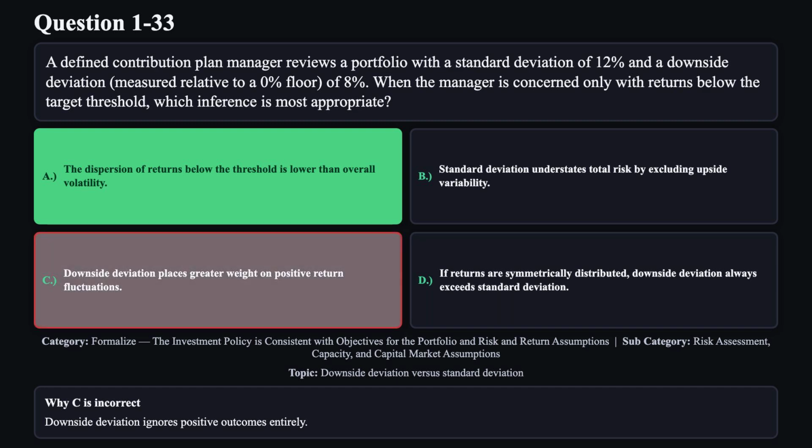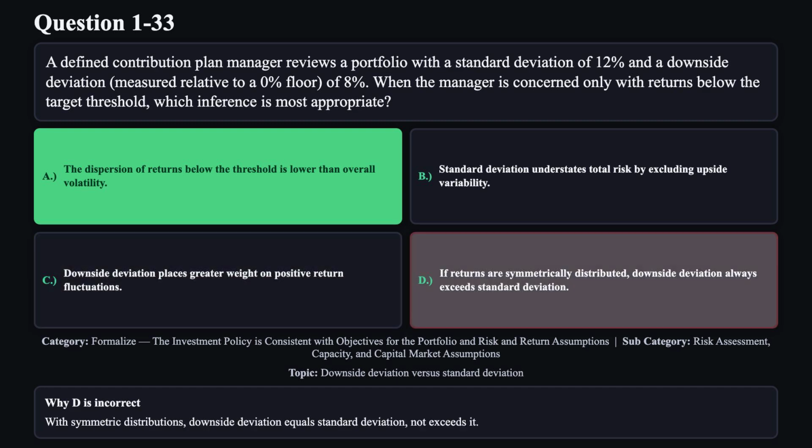Reason C is not correct. Downside deviation ignores positive outcomes entirely. Reason D is not correct. With symmetric distributions, downside deviation equals standard deviation, not exceeds it.